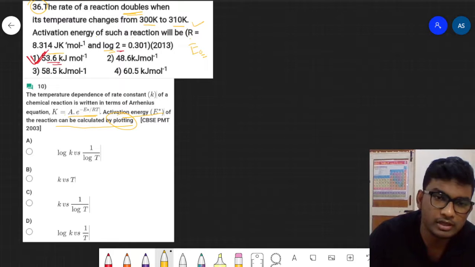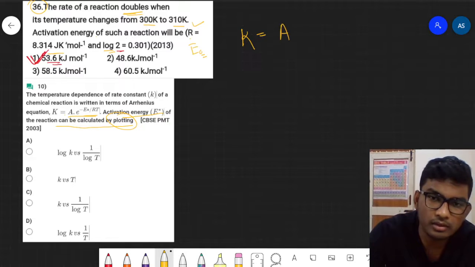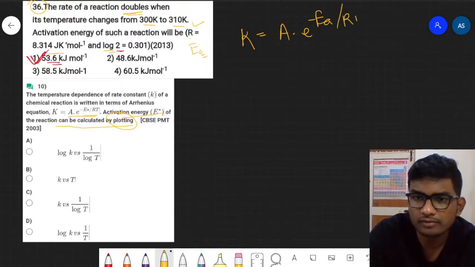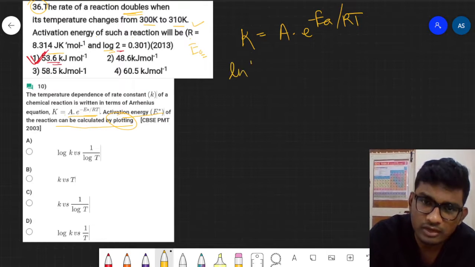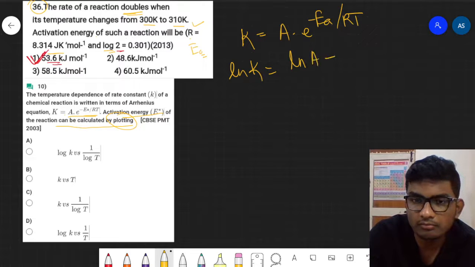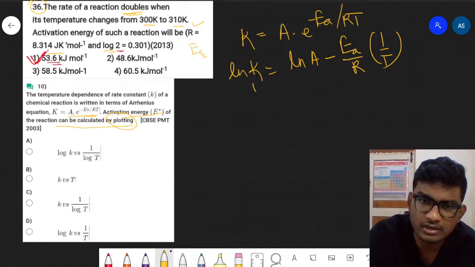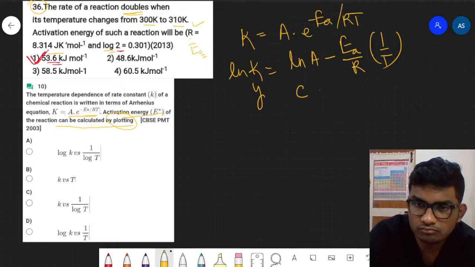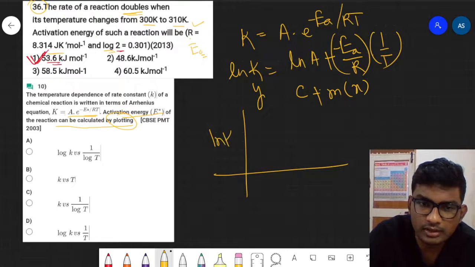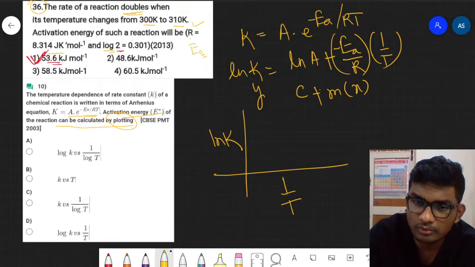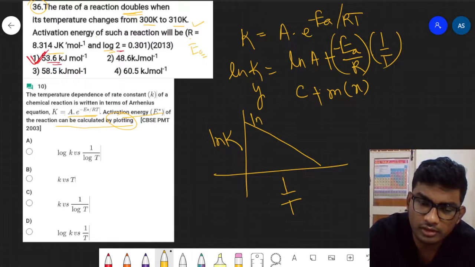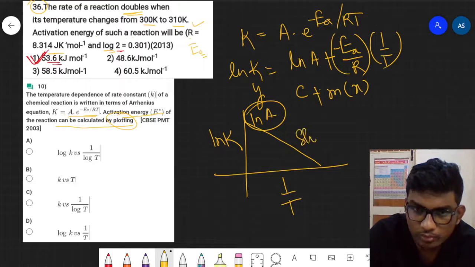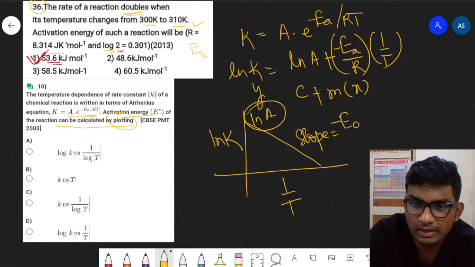By plotting which graph? So you all know that K is equal to A e to the power minus E upon RT, and he has also given it. So ln K equals ln A minus E upon R times 1 by T. We have already drawn this graph, y equals mx plus c. In the Y axis we were taking ln K, in the X axis we were taking 1 by T. So this was the graph we found. The intercept was this one, and the slope is nothing but minus E upon R.